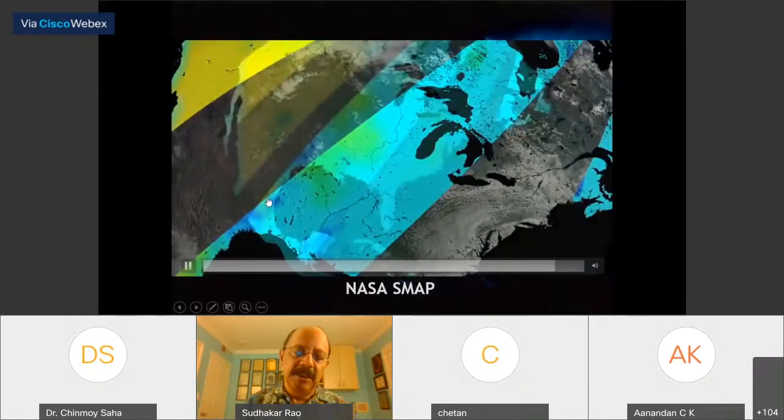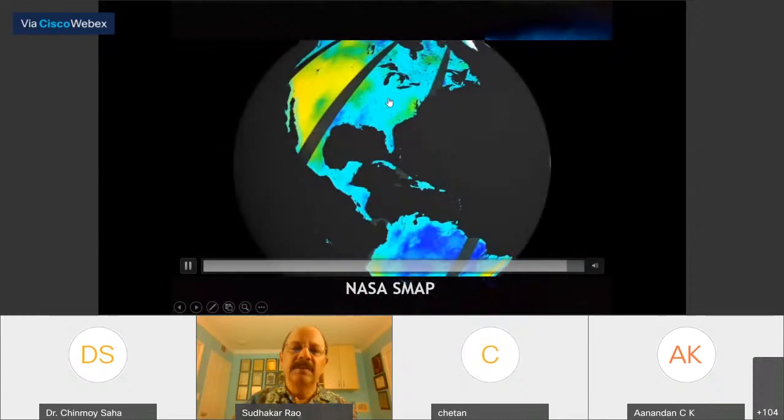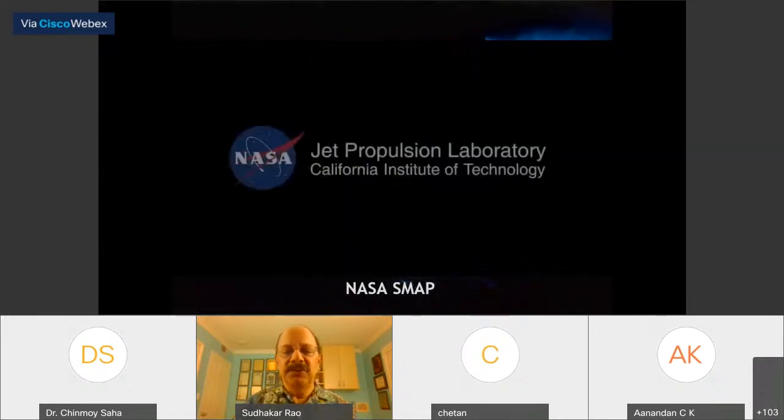So this is actually a 20 kilometer swath as the satellite moves around. I think this swath spreads around the poles, thanks to JPL.